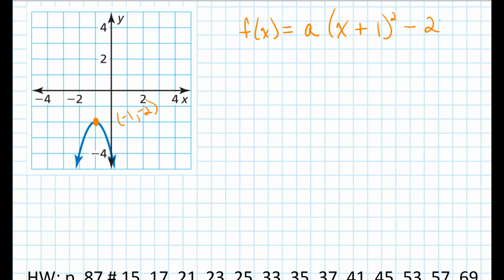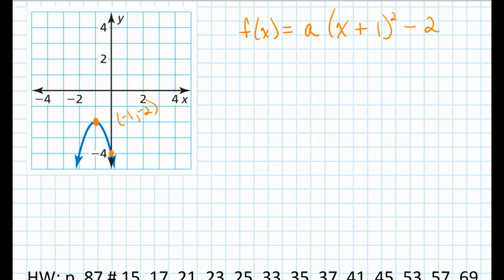Why is it plus 1? Because our vertex, the x value is negative 1. So therefore, remember, it's the opposite when it's attached to x. So in this case, x has to equal negative 1. Yes. Okay, so now I need to find another point that's on the graph, but not the vertex. And we actually have negative 4, 0. This one is pretty clear here.